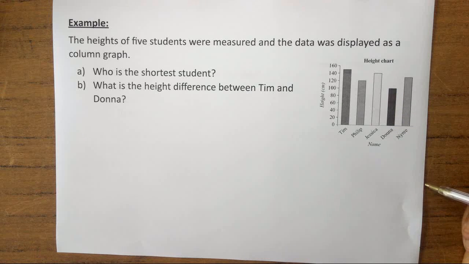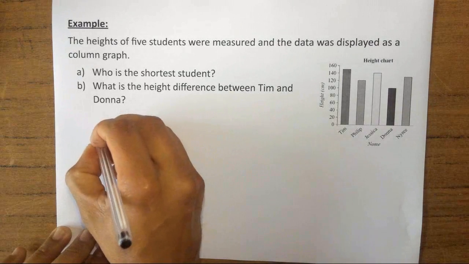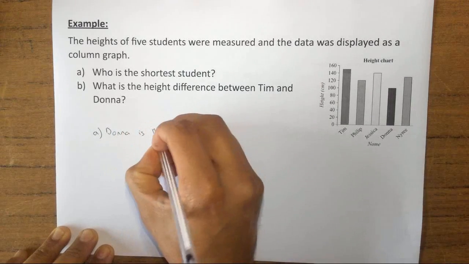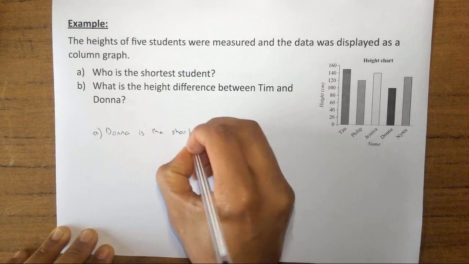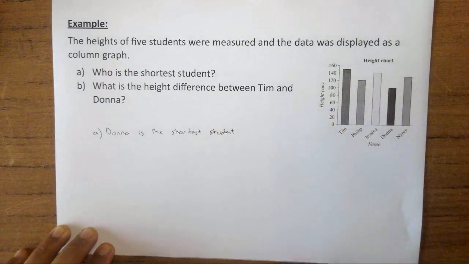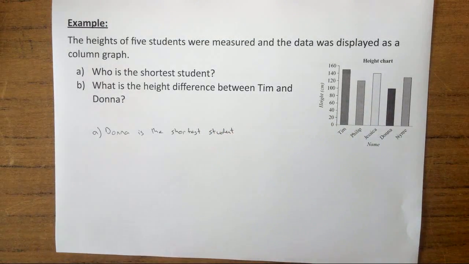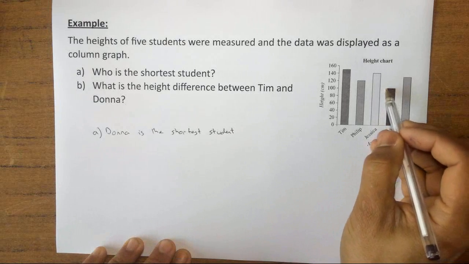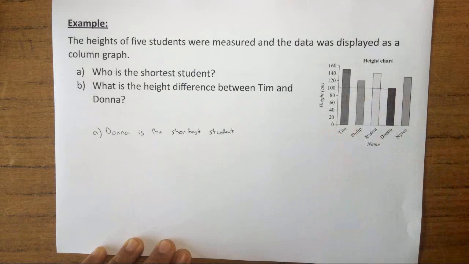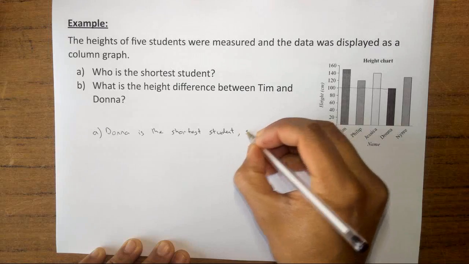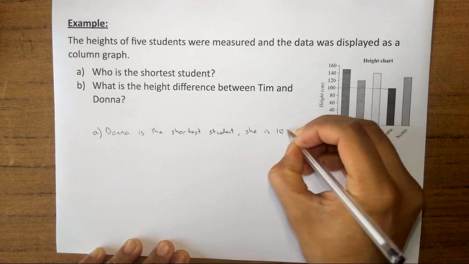Now when you're answering these types of questions, it's always good to include as much information as possible. So we can say, for part A, Donna is the shortest student. To include more information, we can actually tell how tall she is. If we take this line from Donna and we go straight across, we can see that she is 100 centimetres. So we can say she is 100 centimetres.